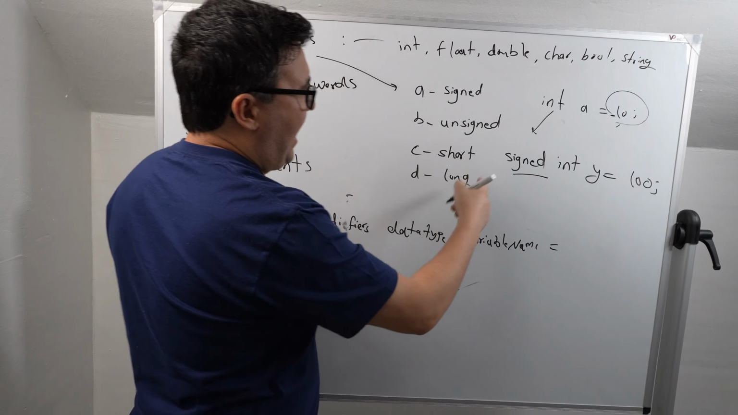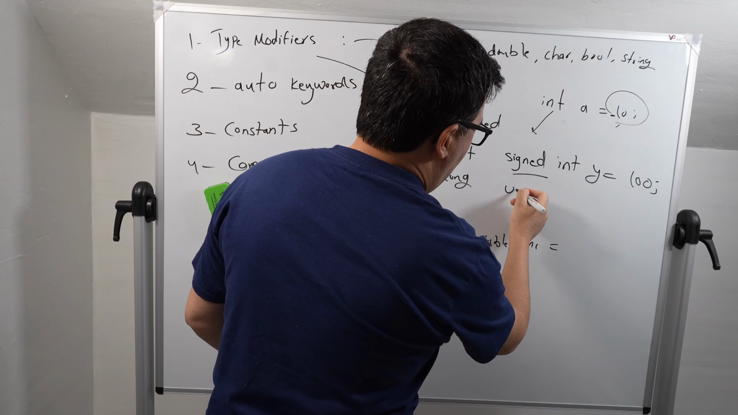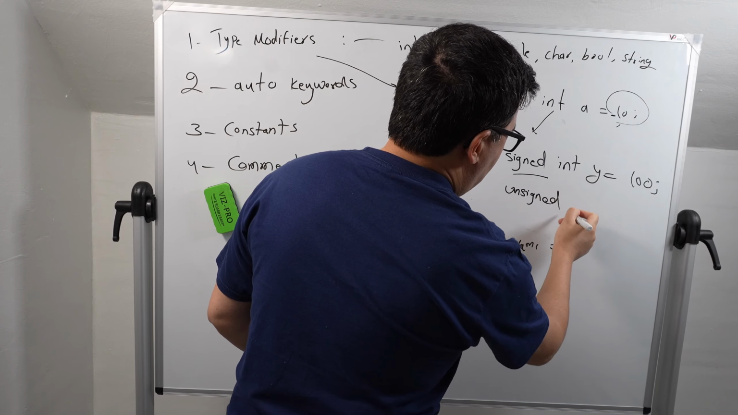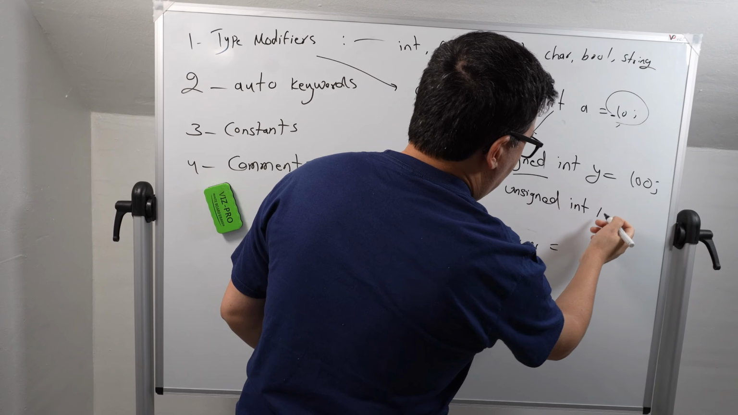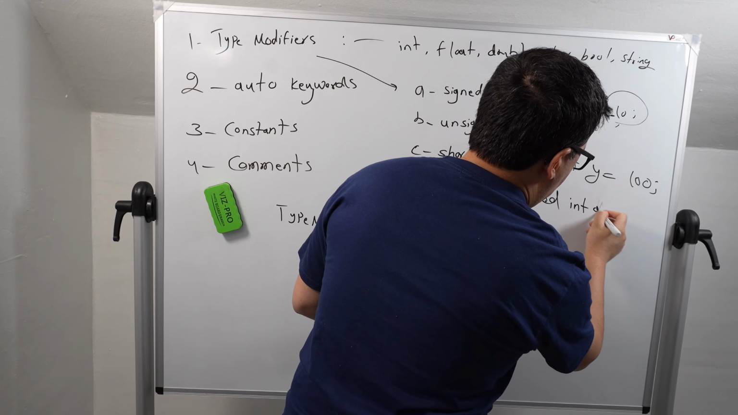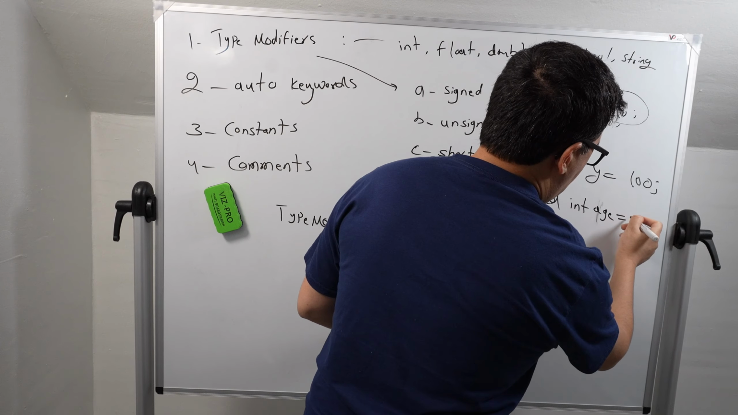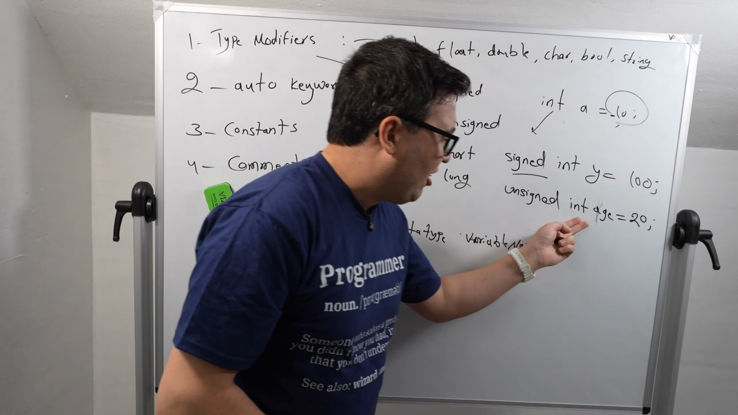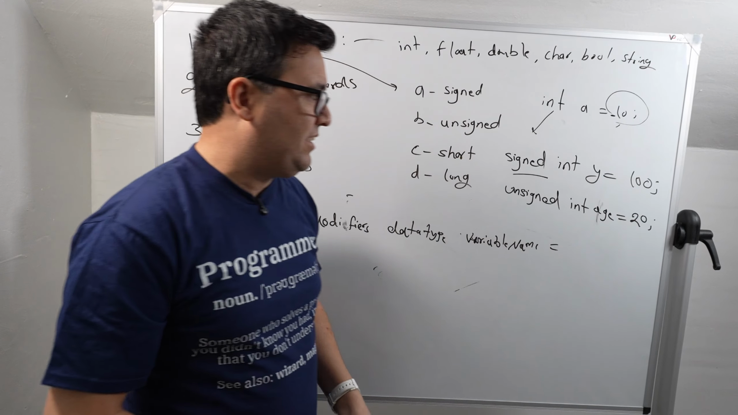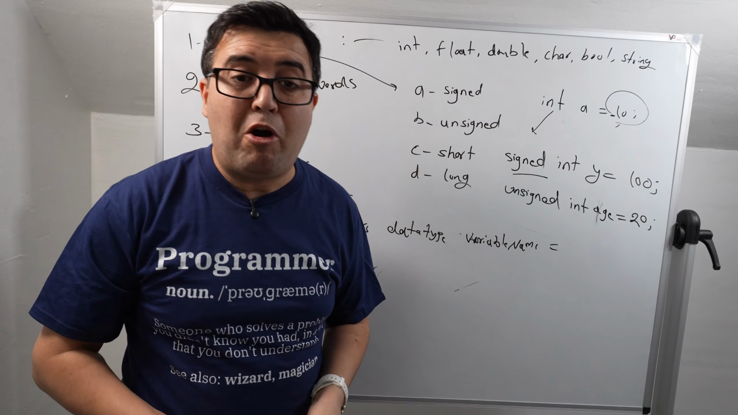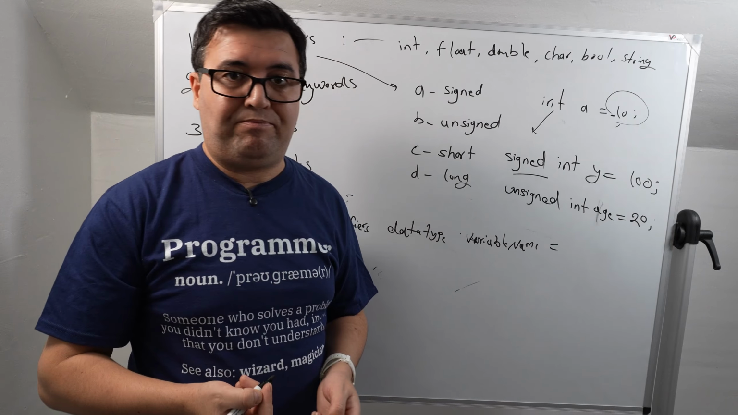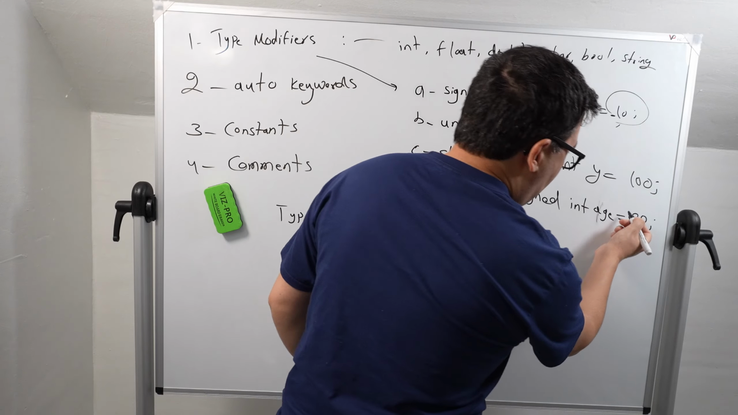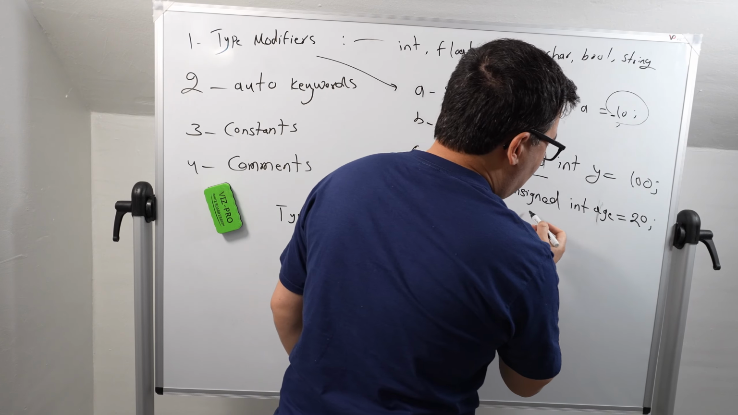But when we define unsigned integer, suppose the variable name is age, age equal to 20. Now when we say unsigned int age equal to 20, it means the variable age can only store positive numbers including 0. So it can store 0 or positive numbers. If we put minus 20 here, the compiler will give you an error.